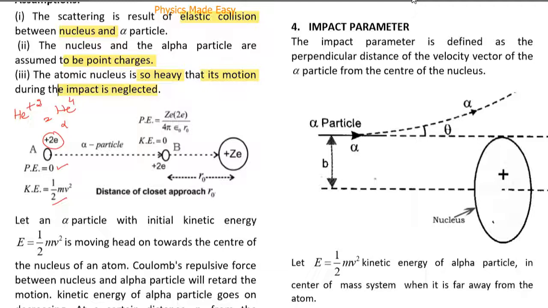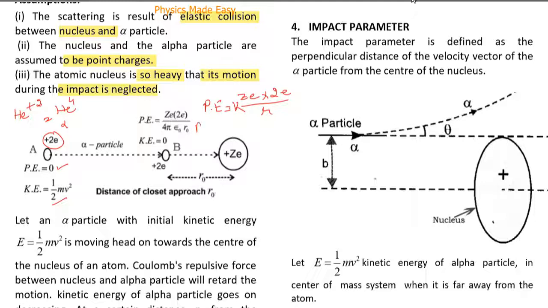At a particular point at a distance r0, which is known as the distance of closest approach, the whole of the kinetic energy is converted into potential energy. Potential energy at this point, PE, will be equal to K Q1 Q2 divided by r. Q1 is ZE, the charge on the atomic nucleus, and the charge on the alpha particle is 2E, where K is a constant.